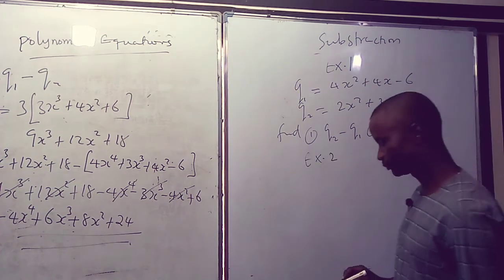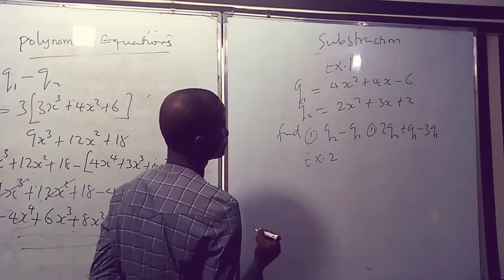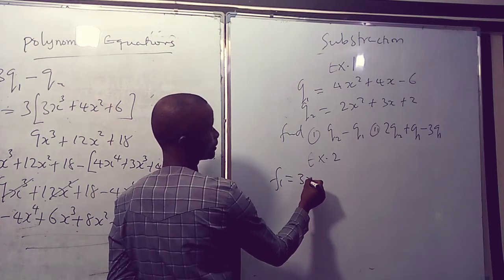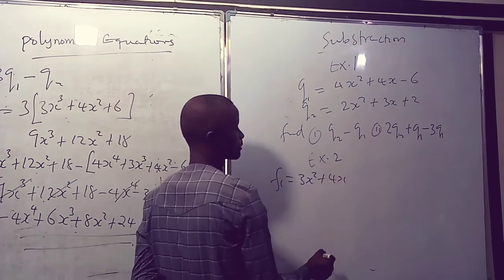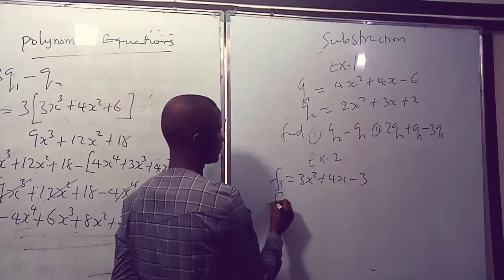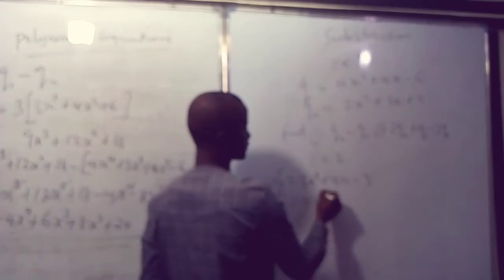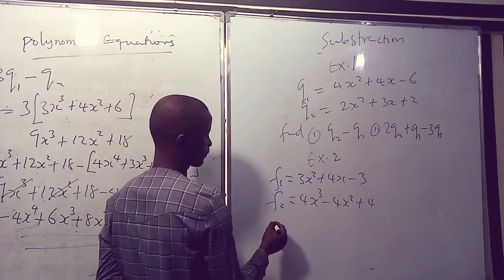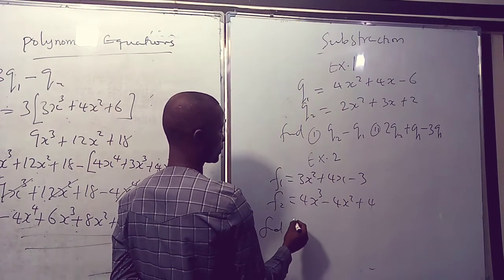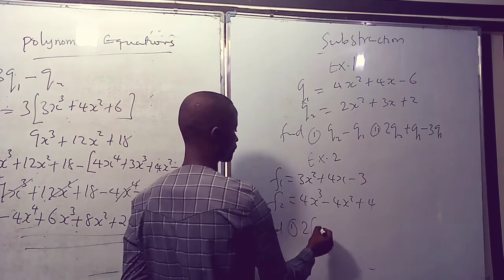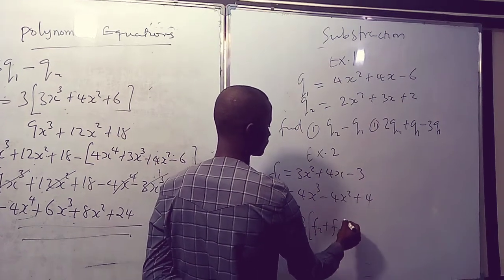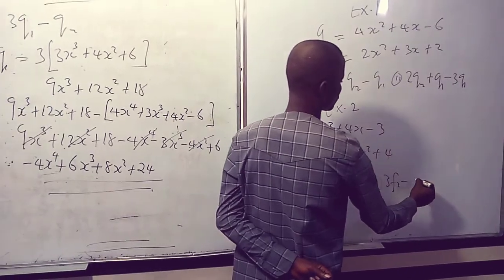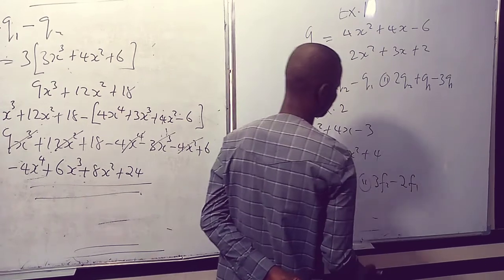Exercise 2. We have F1 is equal to 3x squared plus 4x minus 3. F2 is equal to 4x raised to power 3 minus 4x squared plus 4. Find 1: 2 into F2 plus F1, and 2: 3F2 minus 2F1.